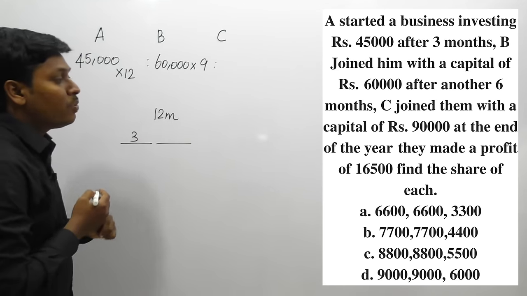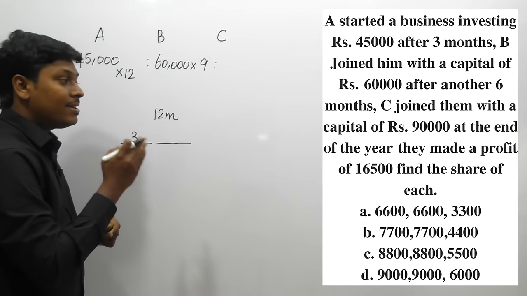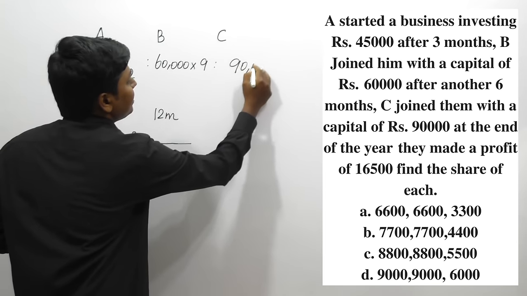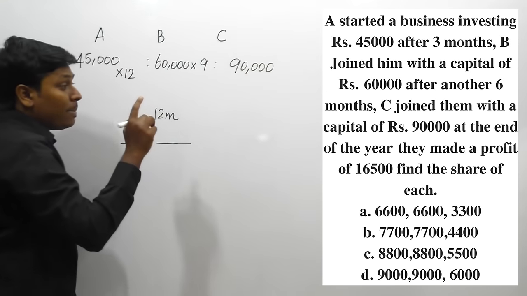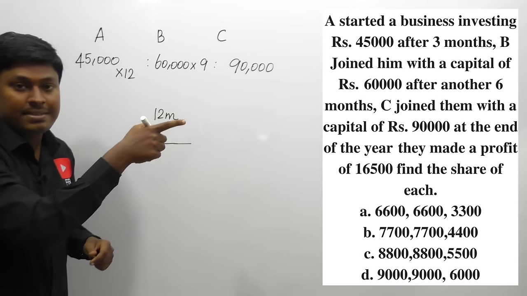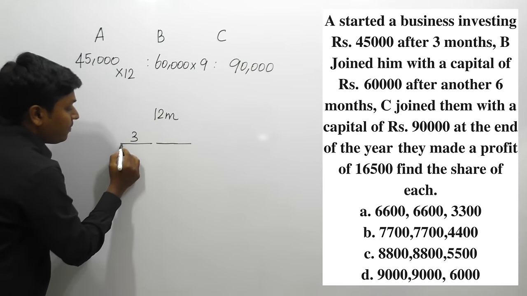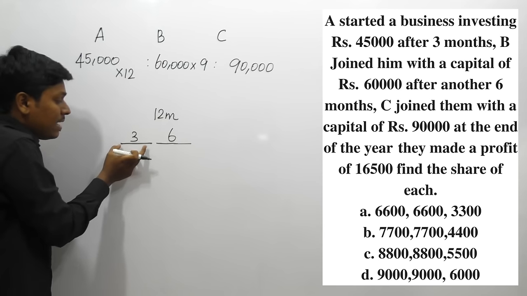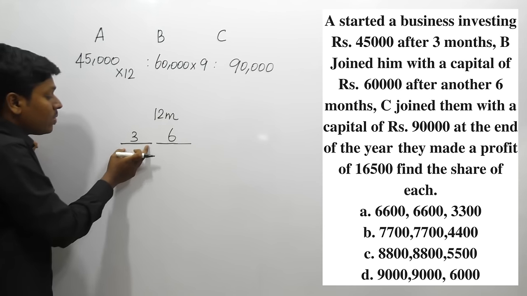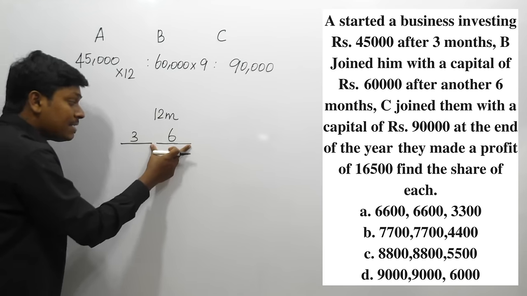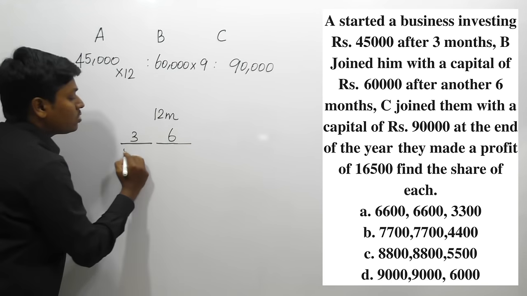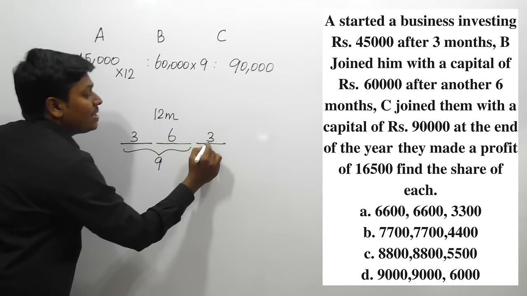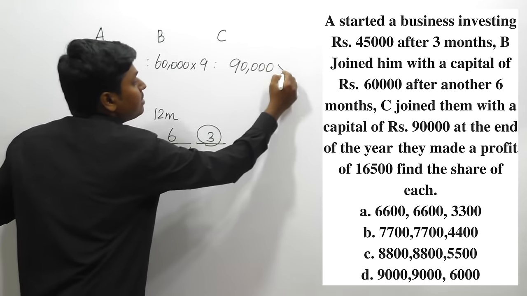So friends, the C is most important, right? After another 6 months, C joined him with the capital of 90,000. So we can say that C's capital is 90,000, but he joined after another 6 months. That is important, right? Already here it is 3 months. Listen here friends, B joined after 3 months, right? So from this point, after another 6 months, the person C joins. So the total will be 9 months, so the remaining will be 3 months.